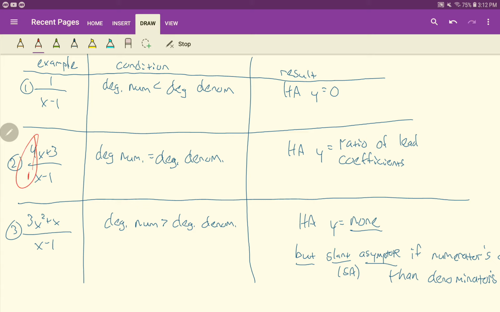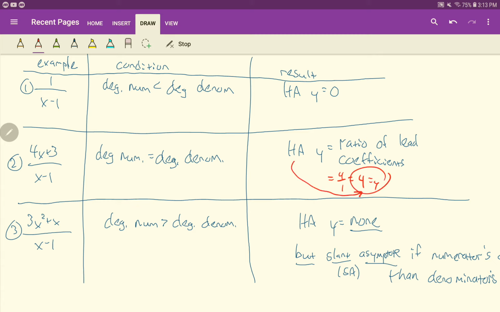The numerator is 4, denominator is 1. So what's the ratio of those lead coefficients? 4 over 1, which is 4, right? So this is just 4 over 1, or just 4. So that's where our horizontal asymptote is, at y equals 4. Or 4 equals y there.